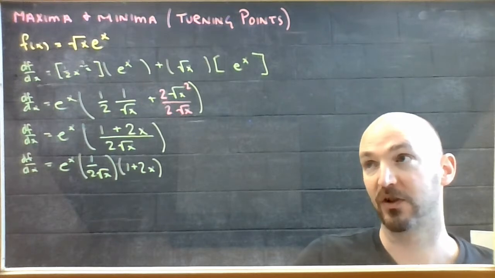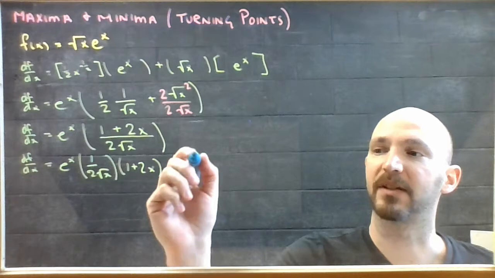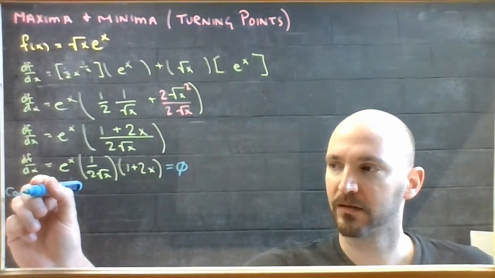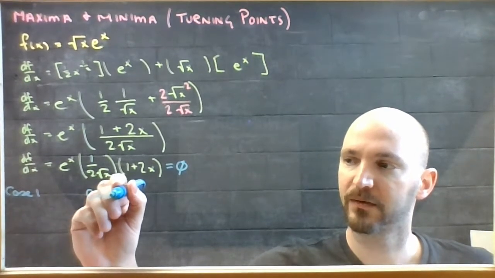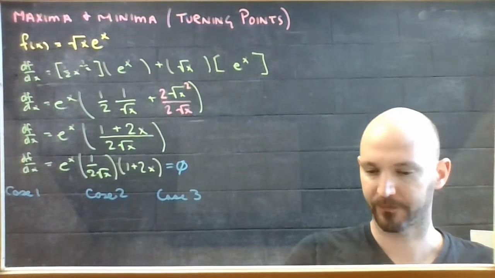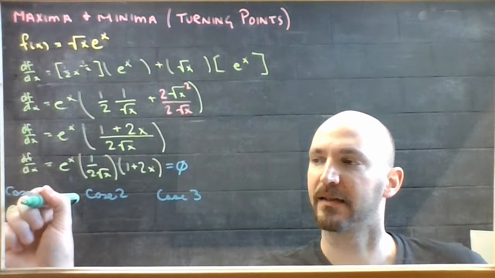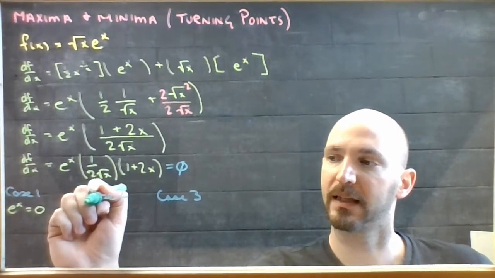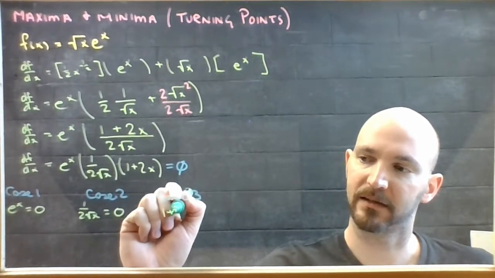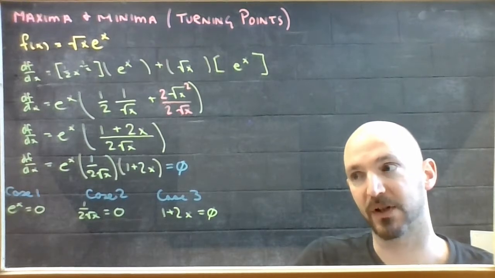Speaking of which, to get my maxima and minima, once I do the derivative and tidy her up, I have to set it to 0 and solve. So case 1, case 2, case 3: e to the x. Can this equal 0? Or can this equal 0? Or can this equal 0? Those are the 3 things I'm checking.